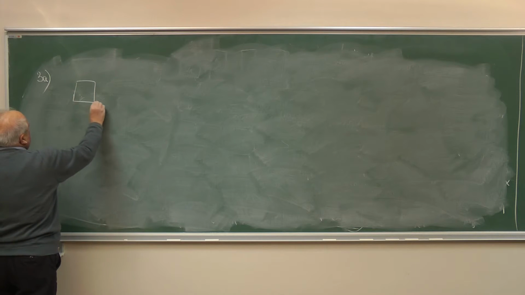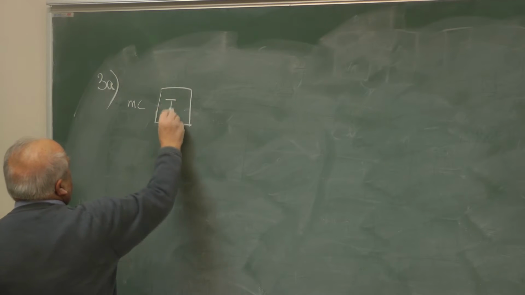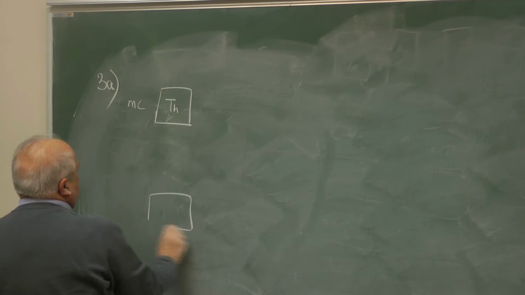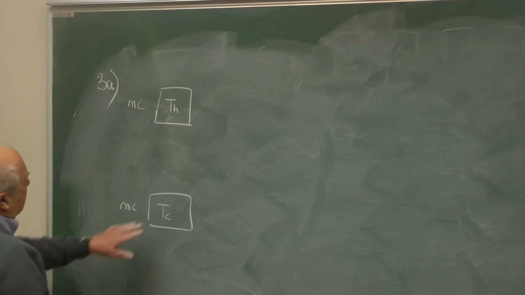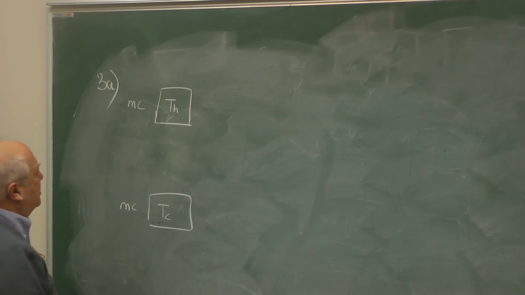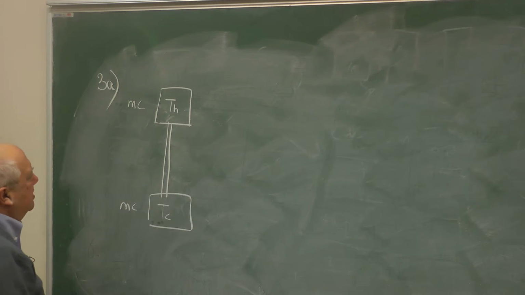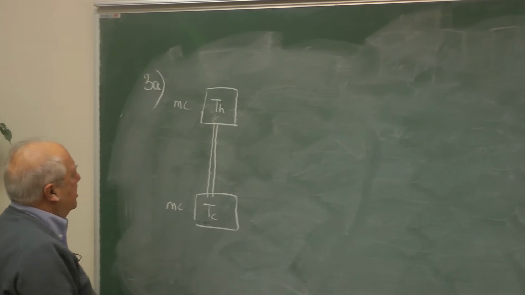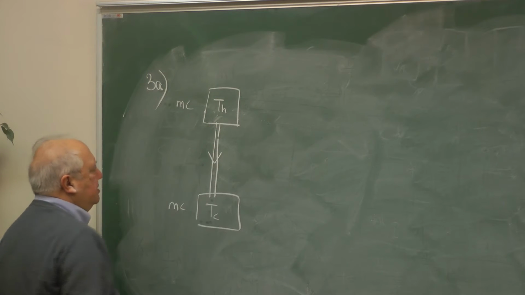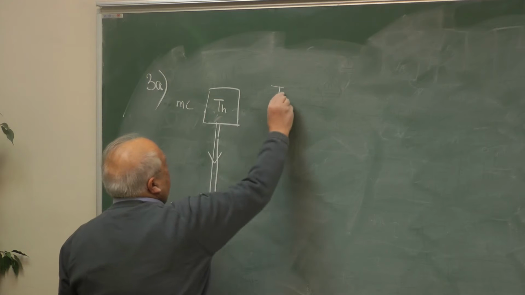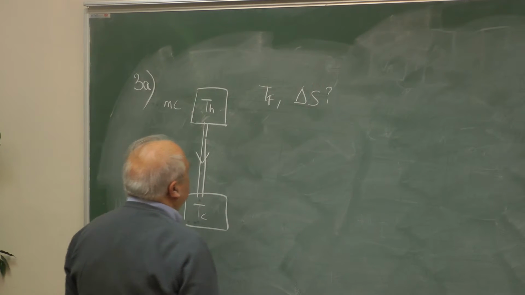We have two blocks, masses M, identical blocks. This one is at the lower temperature, the cold temperature, TC, and this is the hot temperature, TH, and then we connect them. But these are not reservoirs, namely their temperatures will change. So the first one is, of course, from the hot to cold, there will be an irreversible flow of heat. The question is, what is the final temperature and what is the change in entropy? Okay, these are the things.